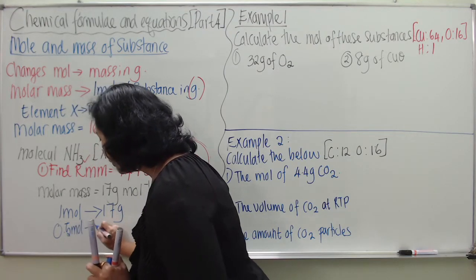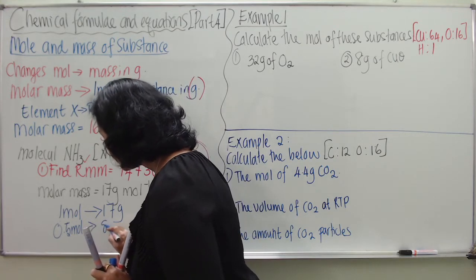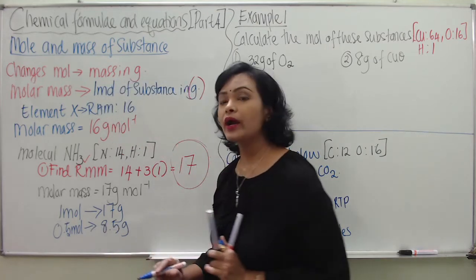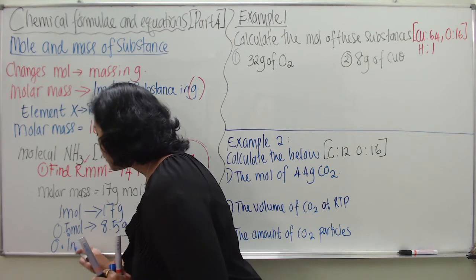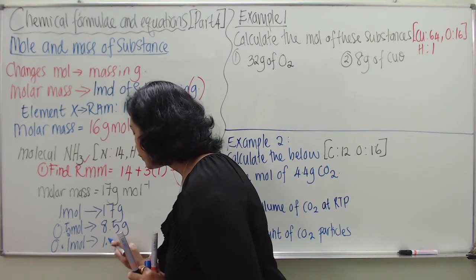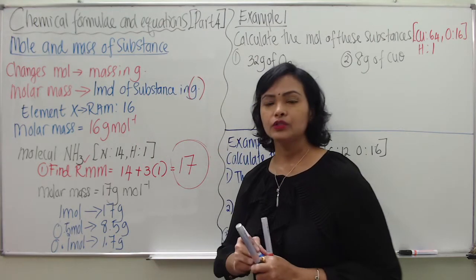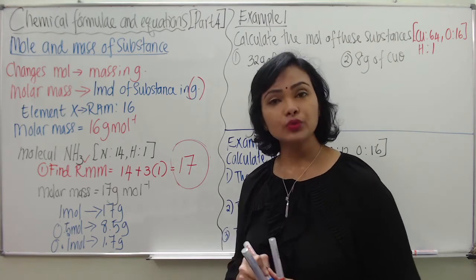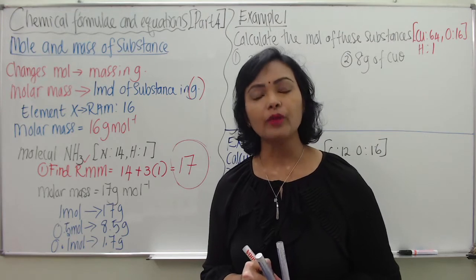Okay, if 0.5 mole, it is going to be 8.5 gram. Now, I don't want 0.5 mole, I want 0.1 mole. So, that means you will bring for me 1.7 gram of ammonia. So, that is the meaning of molar mass. Now, I hope students can understand how we convert the relative atomic mass.